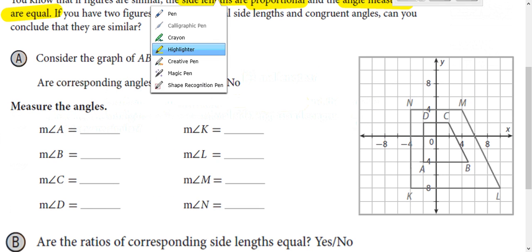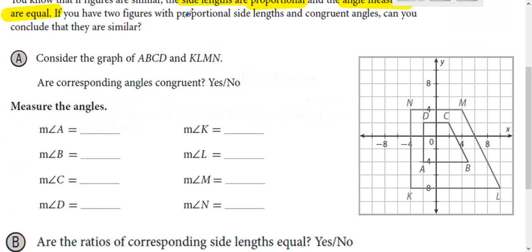So here we'll look at these figures. Are the corresponding angles congruent? Well, we got a 90-degree angle. Yep, 90 degrees. You could measure those two if you want, but it looks like it. So if you measure those, that's 90 degrees. We said angle K was 90. D was 90. N was 90.